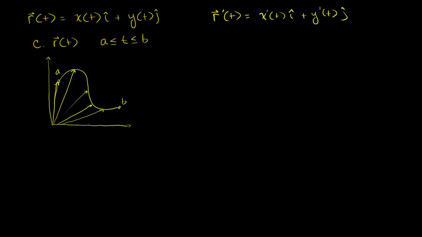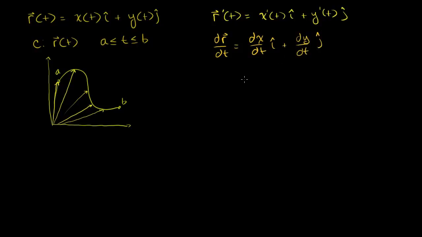Or another way to write that, and I'll just write all the different ways just so you get familiar with it, dr dt is equal to dx dt. This is just a standard derivative. x of t is a scalar function. So this is a standard derivative times i plus dy dt times j.